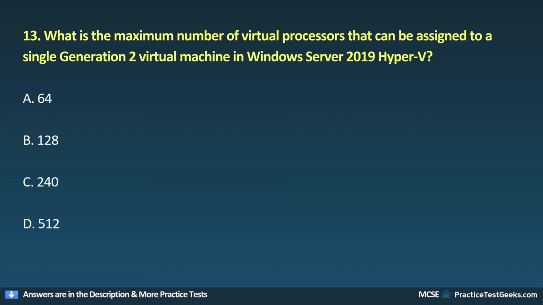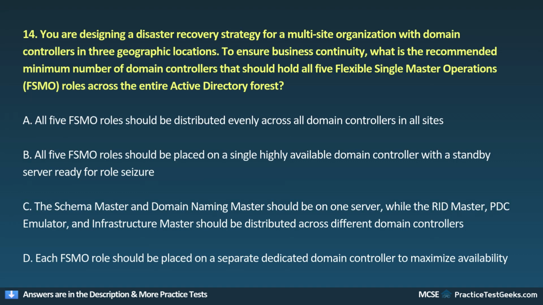13. What is the maximum number of virtual processors that can be assigned to a single Generation 2 virtual machine in Windows Server 2019 Hyper-V? A. 64. B. 128. C. 240. D. 512.